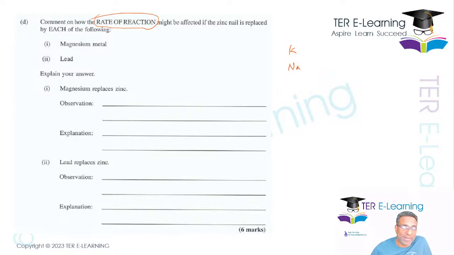So I'm just going to write it back again here. You all need to know this for the exam, right? Now, we started off with a zinc nail, so zinc is here. That's the position in the reactivity series. Now they tell us we want to put magnesium. If I use magnesium instead of zinc, how is that going to affect the rate of reaction? What do you all think? How is that going to affect the rate of reaction?